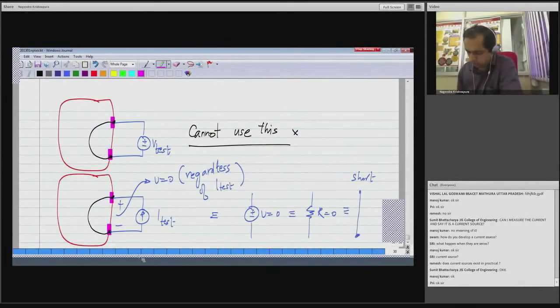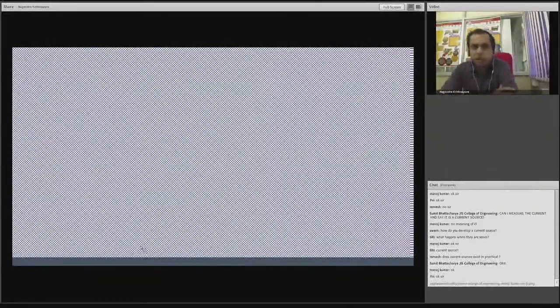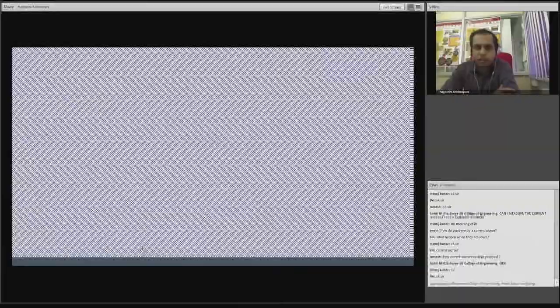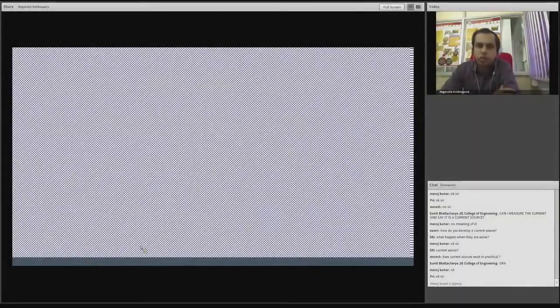I hope this last part was clear. What I was trying to say is, in principle, you can apply a voltage source, find the current, or apply a current source, find the voltage. For some particular circuits, one or the other of these may not be possible.